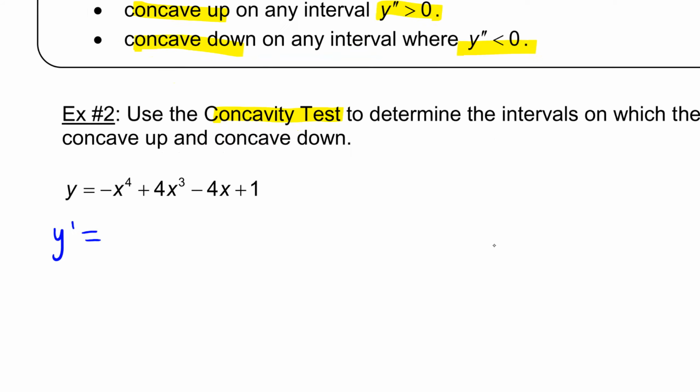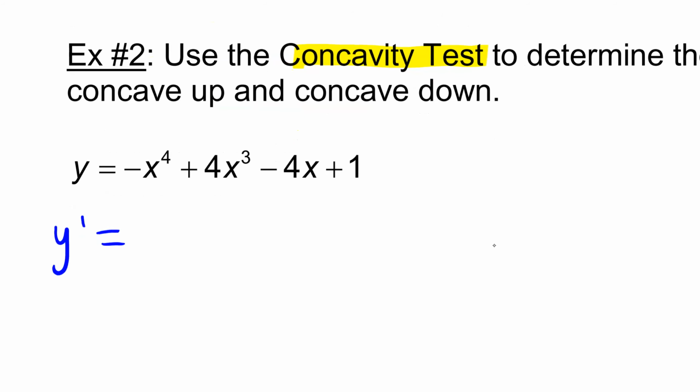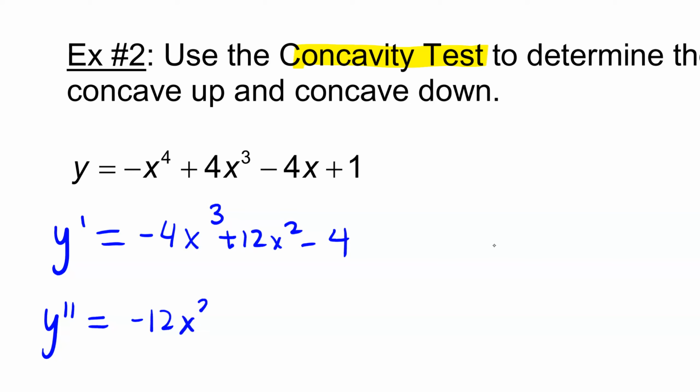First derivative. You saw that one. First derivative: -4x cubed plus 12x squared minus 4. But then we've got to go one step further, the second derivative: -12x squared plus 24x.